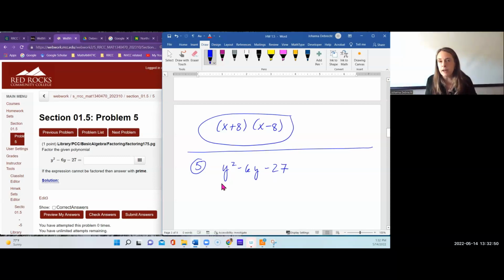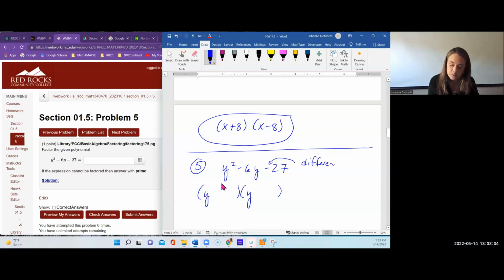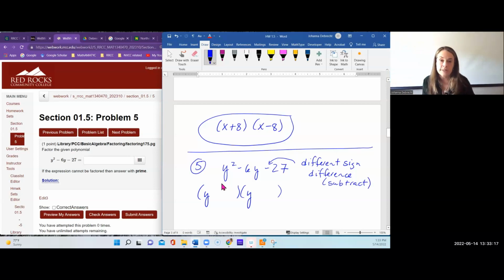The method of trial and error is going to look at the y squared and say y squared splits up as y and y. This sign is a minus, which means that we have different signs and that they subtract. That gives us a difference. Now, I leave the signs out until I'm done to make sure that the sign in the middle is correct. I need two things that multiply to give me 27, but when I subtract them right here, I get 6.